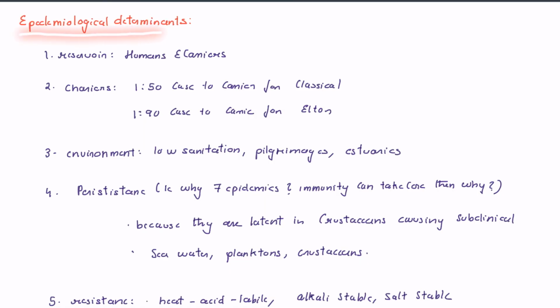Determinants. So first, what are the reservoirs of cholera? It is humans, because it lives only in humans and we are the only carriers. So carriers: for the classical type, the case to carrier ratio is 1 to 50, and for the El Tor type it is 1 to 90 case to carrier ratio. So why is it the case? We will see soon.